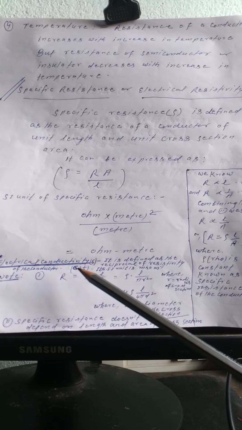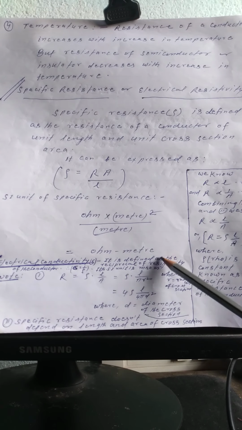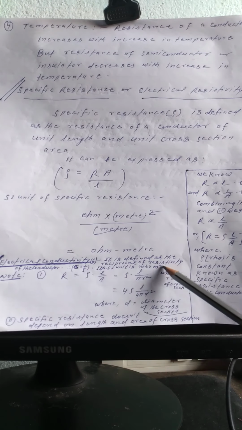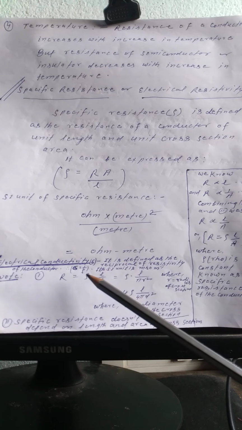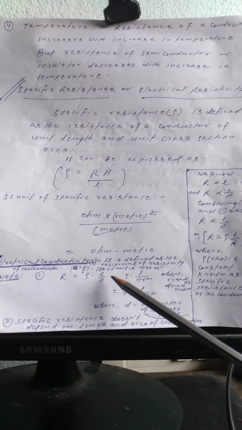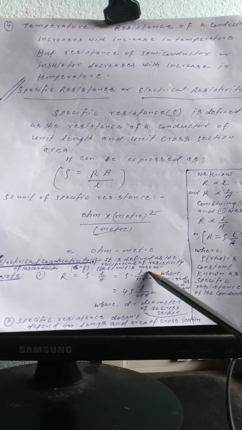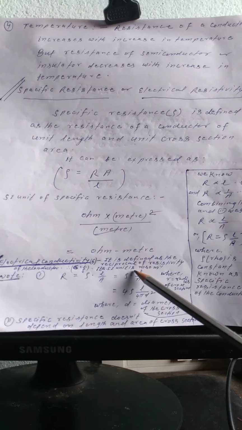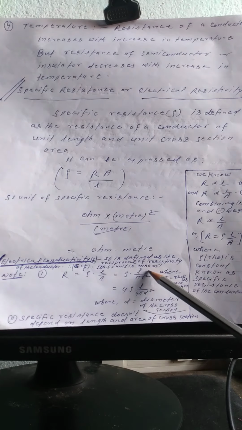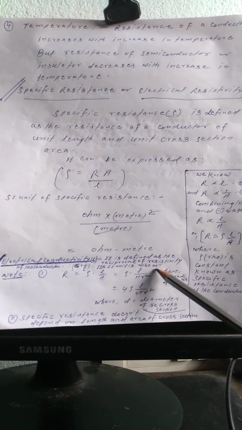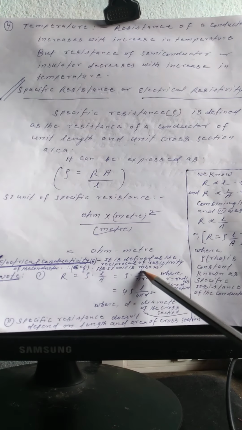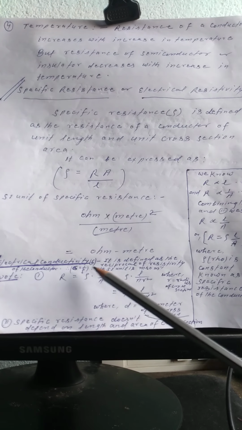Now electrical conductivity. It is defined as the reciprocal of resistivity of the conductor. So sigma is equal to 1 by rho, and its SI unit is per ohm per meter, or it is also equal to mho per meter. So SI unit of conductivity is mho per meter.